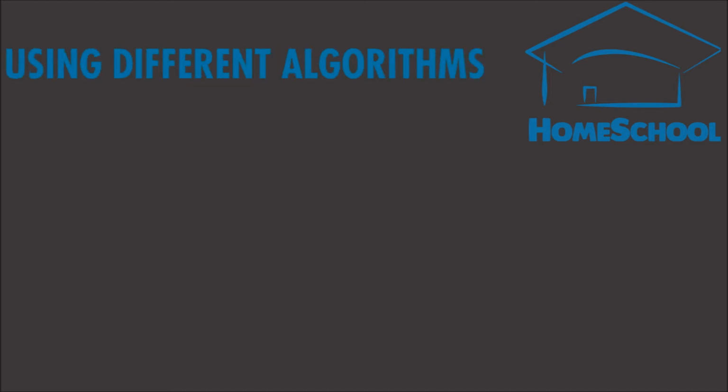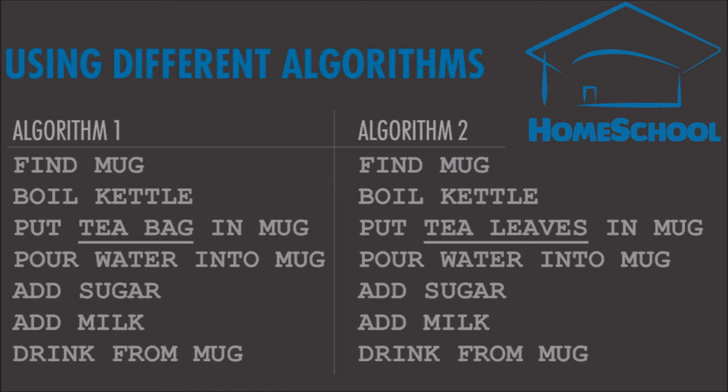Remember that different algorithms can be used to perform the same function. For example, these two simple algorithms give the same result, tea. I'll give you a moment to read through them. In one, we use tea leaves in order to make the tea. In the other, we buy the tea bags. In both algorithms, we reach the same conclusion, drinking the tea.